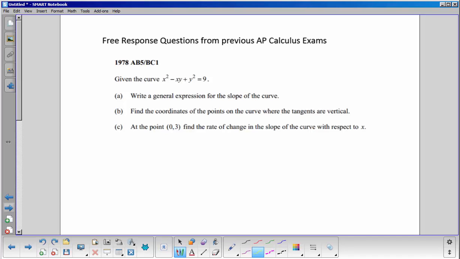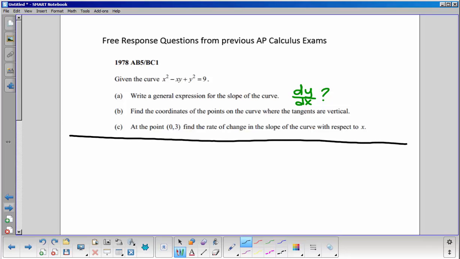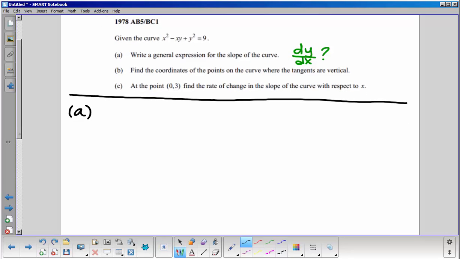So let's try. It says, write a general expression for the slope of the curve. What does it mean when it's asking for the slope of the curve? The derivative, right? Because derivative is synonymous with slope. So this is asking you for dy dx, question mark. And it's an implicitly defined function. So how are we going to find that derivative? By taking the derivative implicitly, right?